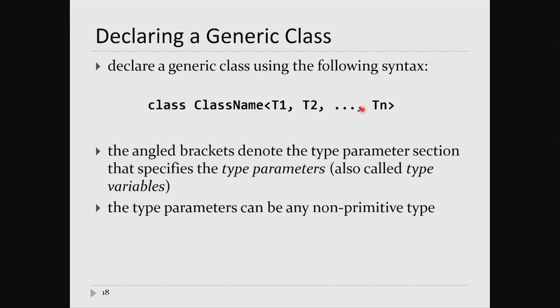So T1, T2, ... Tn. You can put as many of these in as you want. You can have as many type variables as you want in your class, although most generic classes only have 1 or 2. There is a limitation in Java: these type parameters have to be non-primitive types. In other words, they can't be int or char or something like that. If you want something of int, you have to make it Integer. So you have to use the wrapper classes if you want a generic type where the type variables are a primitive type.